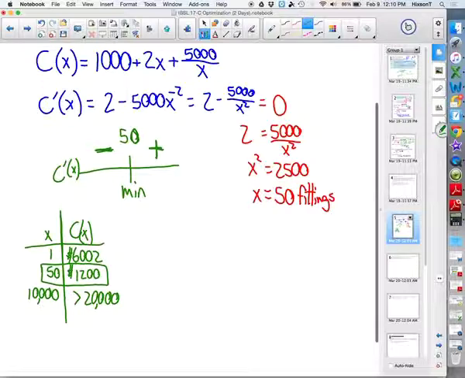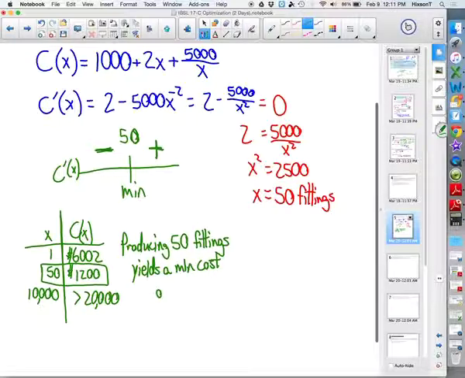Okay? So to answer the question, producing 50 fittings yields a min cost of $1,200. Okay? So that's going to minimize our costs.